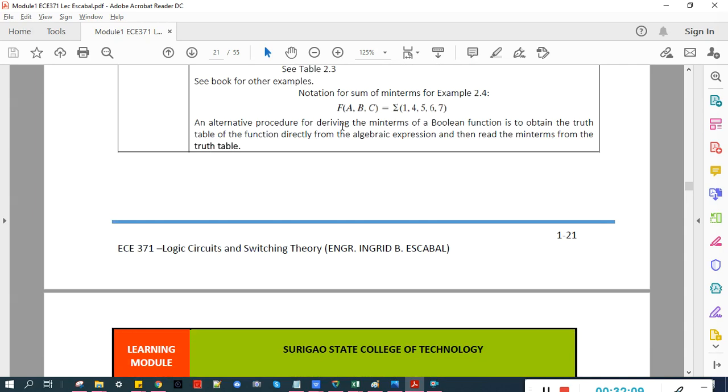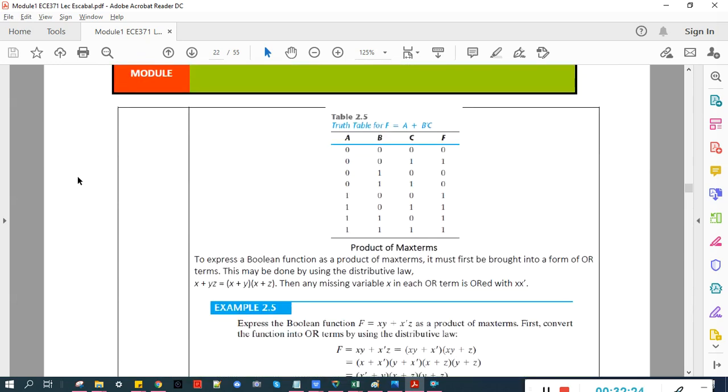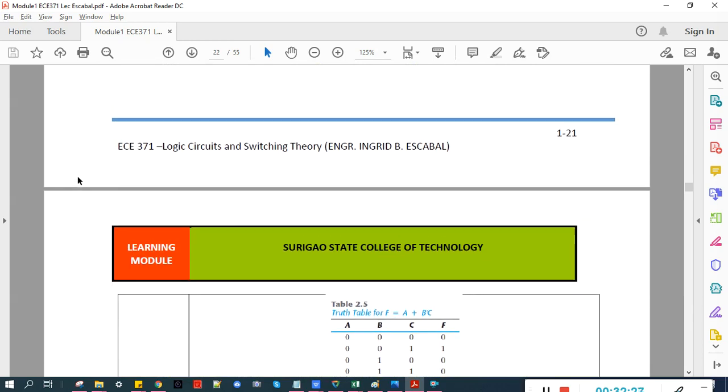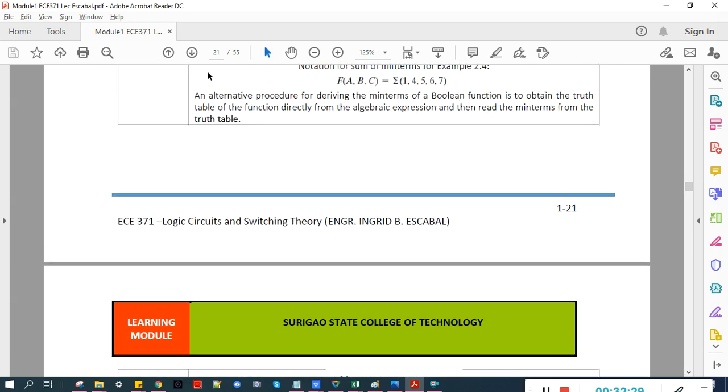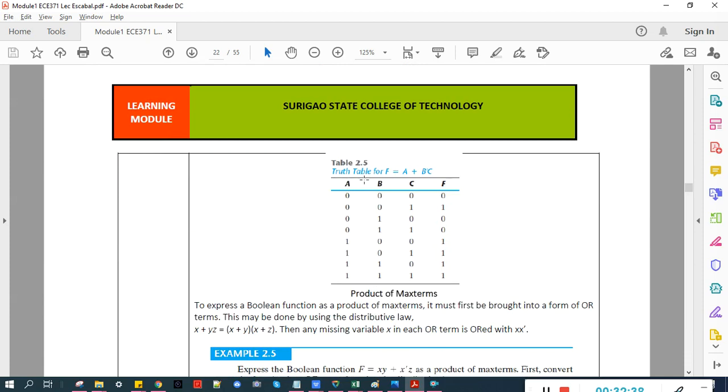An alternative procedure for deriving the minterms of a Boolean function is to obtain the truth table of the function directly from the algebraic expression and then read the minterms from the truth table. Yes, you can use the truth table. So we can obtain first the truth table. We simply write down the inputs and then write the output for each combination of inputs.